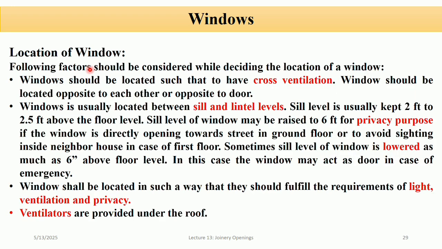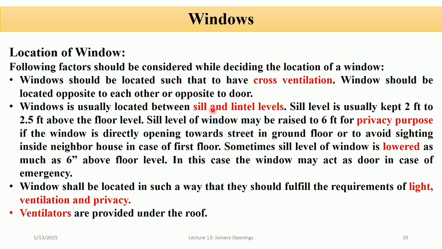Location of window. So the location of window in a building is a crucial aspect of design, as it directly affects ventilation, lighting, and privacy. So following factors should be considered while deciding the location of a window. Cross ventilation. So window should be located in such a way that air can flow through the room. This is best achieved by placing window opposite each other, or at least opposite to a door. Cross ventilation helps maintain a fresh and cool indoor environment, especially in hot climate.